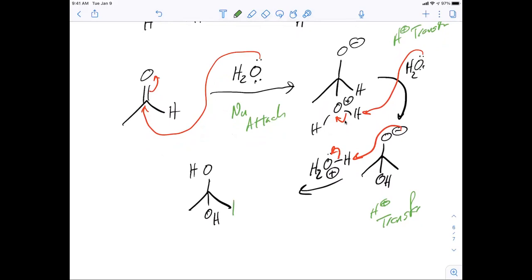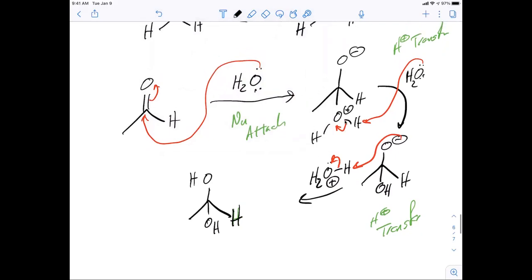I didn't draw it. I stopped drawing the hydrogen. So yeah, still an aldehyde. Okay.